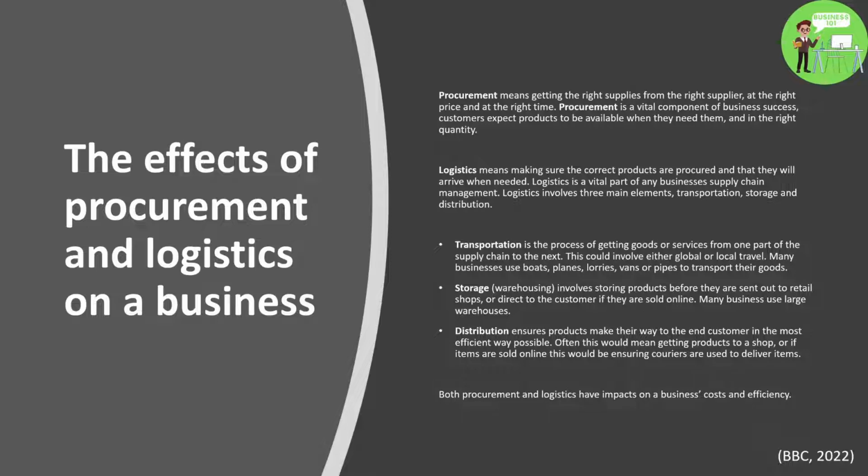Transportation. So transportation is the process of getting goods or services from one part of the supply chain to the next. This could involve either global or local travel. Many businesses use boats, planes, lorries, vans, or pipes to transport their goods from one place to another.